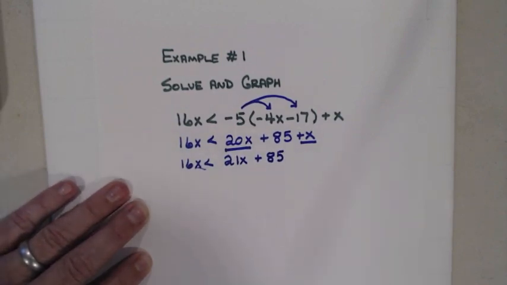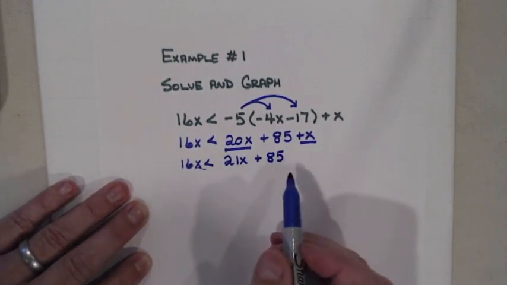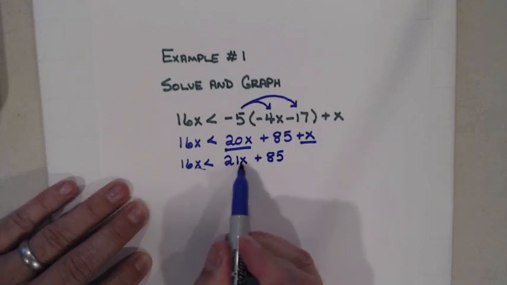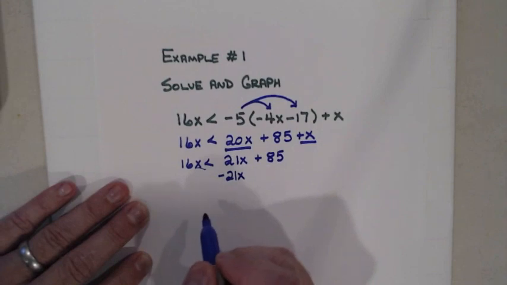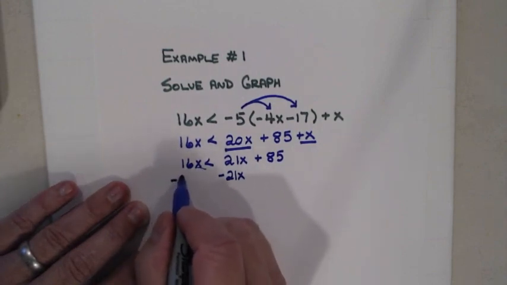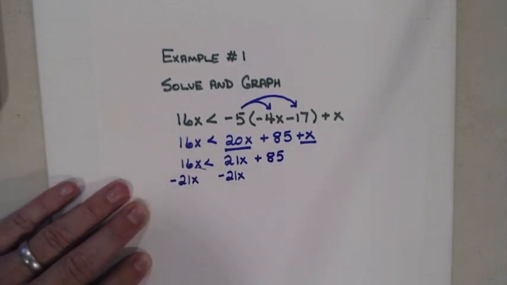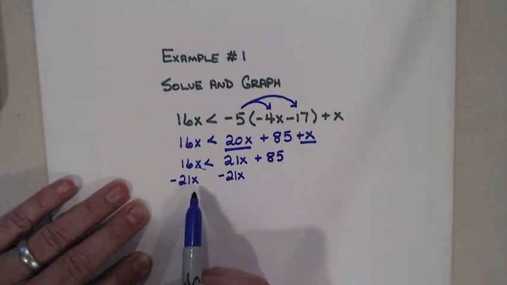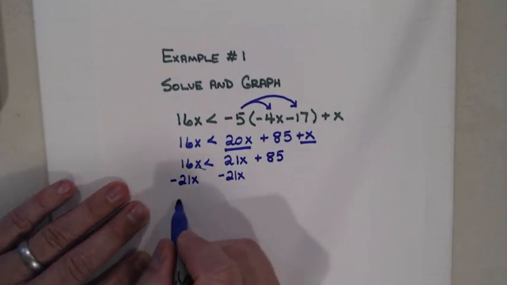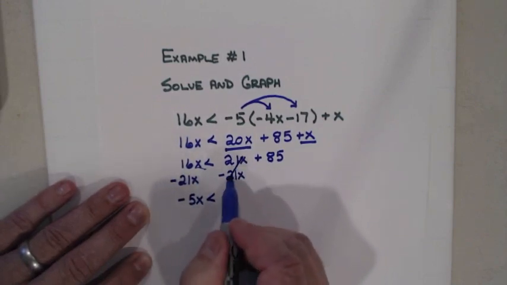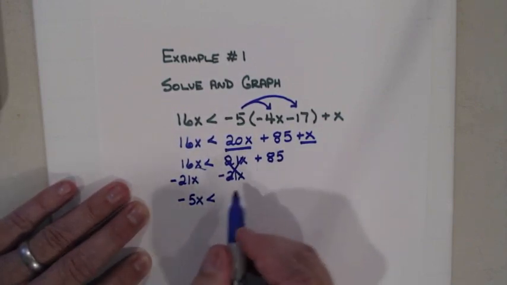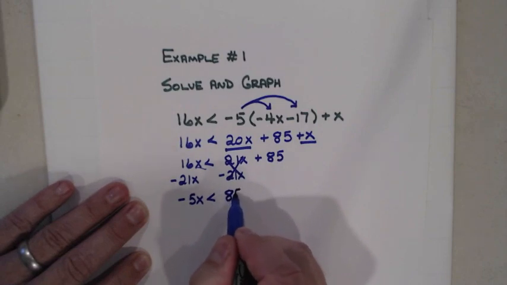After I combine like terms, I need to get rid of any variables that are on this side right over here, the right side. I need to get rid of this 21x. That means I'm going to take 21x away from that side. If I do something on one side, though, I have to do it to the other side. 16x minus 21x gives me negative 5x. Bring down my inequality symbol. That cancels out. The only thing I have left over there is 85.